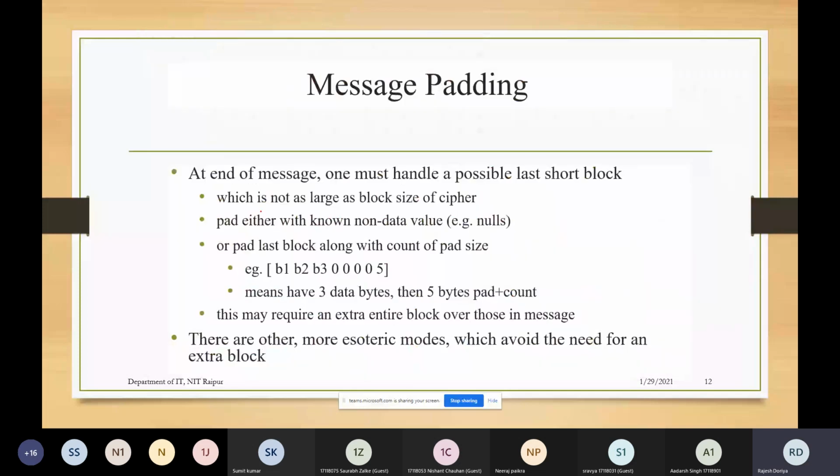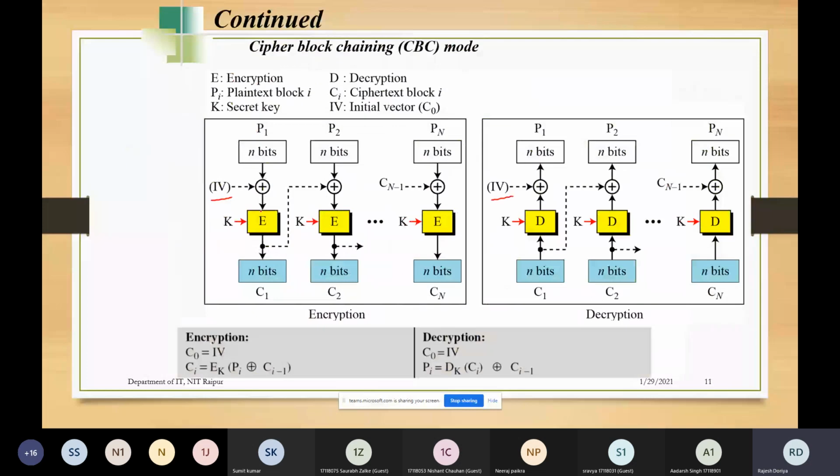Now the message padding. It may be possible that the message we have got for encryption has been divided into a number of equal blocks. Let us say the block size is 128 bits, and the last block has only 120 bits in it. So the 8 bits will be padded. The rest of the 8 bits can be padded with all null values or all zero values. So of course the message padding will be done at the end.